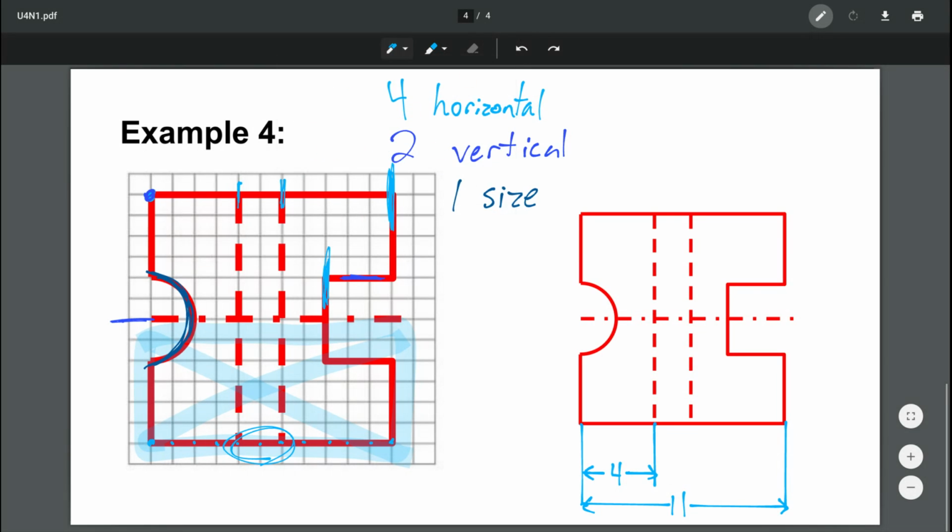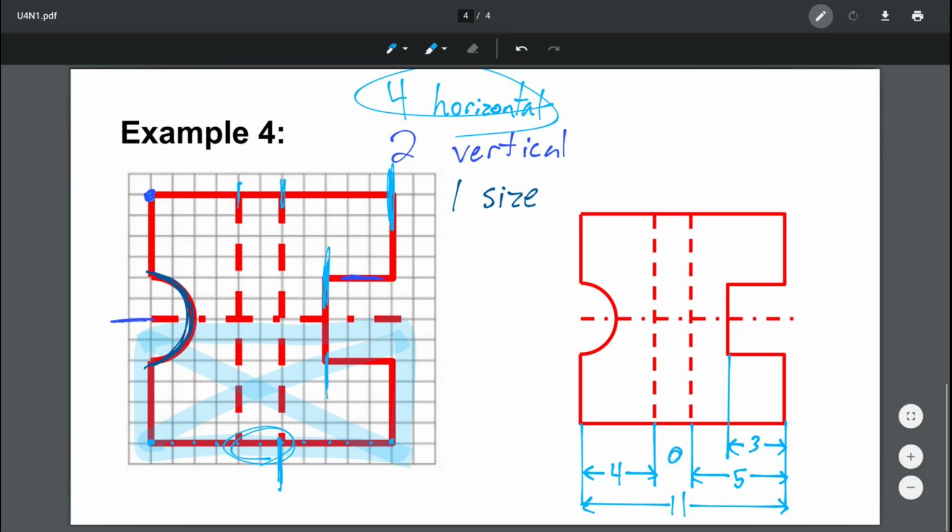So going from the right side, I'm going to first get to this hidden line, and then I'm going to dimension to this object edge. So the hidden line is 5 away. And then this edge is 3 from the side. So I do have 4 horizontal dimensions.